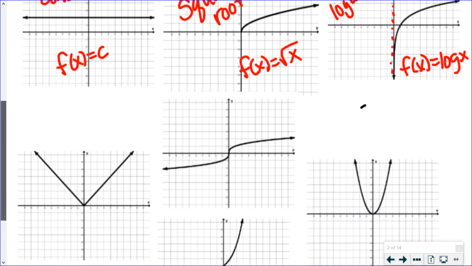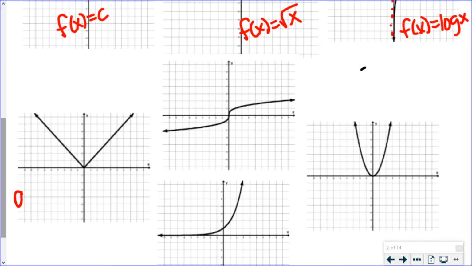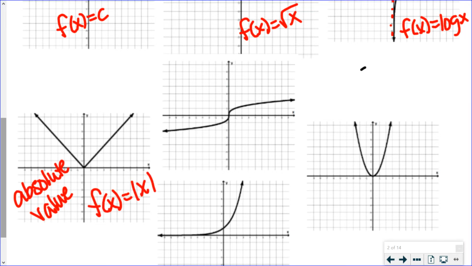And on our last row, on the left side, we've got an absolute value. That's a V. V for value is how I remember this one. And so that's f of x is equal to the absolute value of x. On the right-hand side, this is our quadratic, where f of x is equal to x squared.